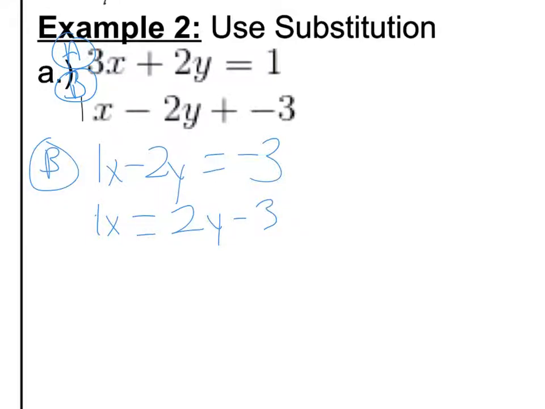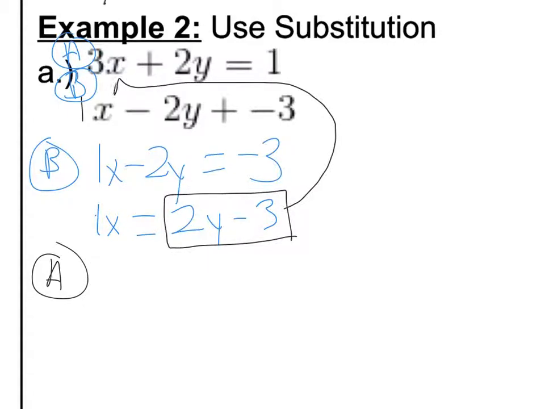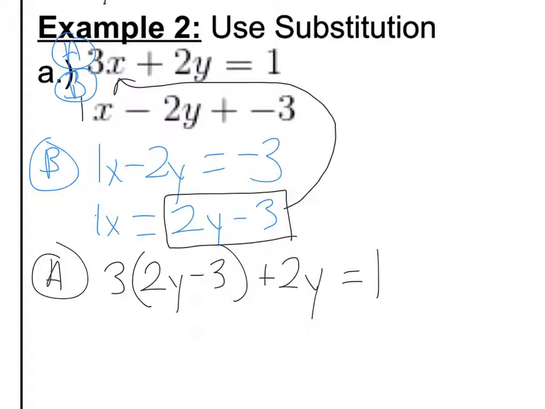Now that we have the letter by itself, we're going to plug this part back into the first equation. So I go back to my A equation. I'm going to take this piece here and plug it in for that x right there. So instead of 3 times x, we say 3 times (2y minus 3). Then bring down the rest of the equation, plus 2y equals 1.